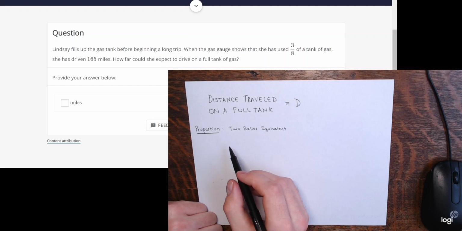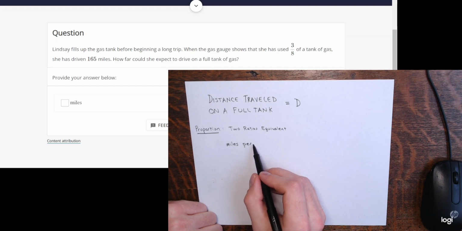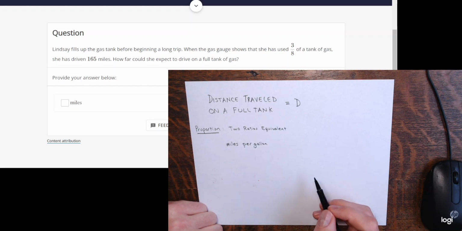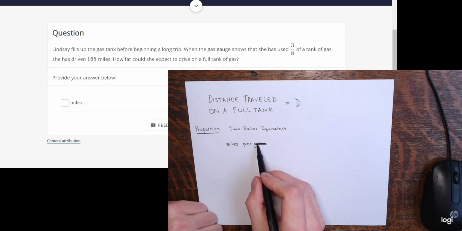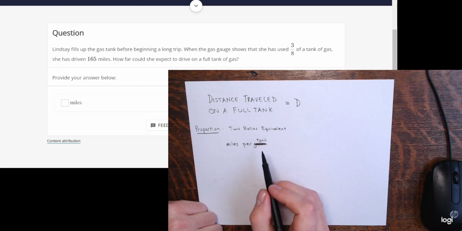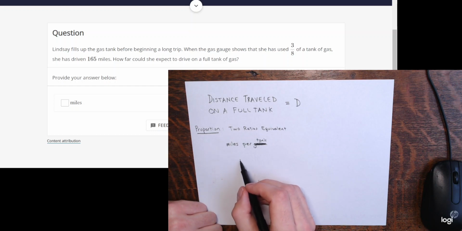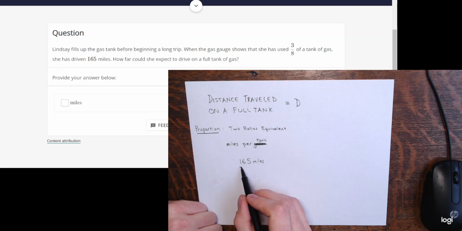So I could set up the miles per gallon ratios for the gas she's used, and then for a full tank. Or I guess miles per tank. Let's do that, because we weren't given gallons here. We were just given tanks of gas. So for instance, she traveled 165 miles per the 3/8 of a tank.